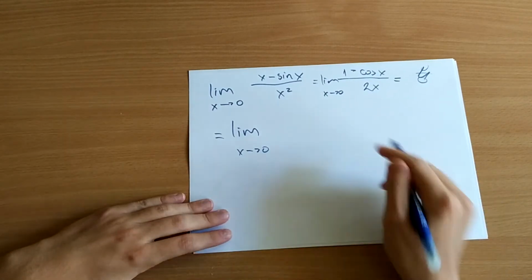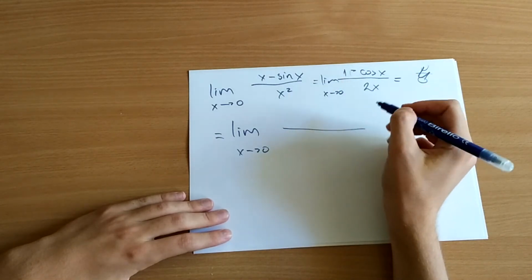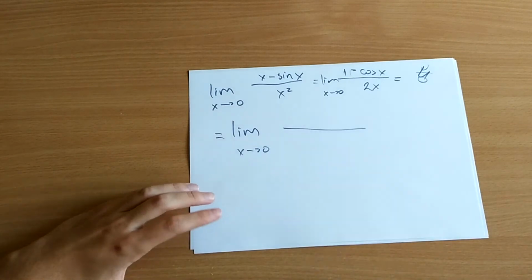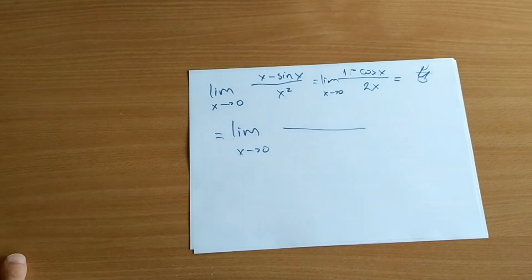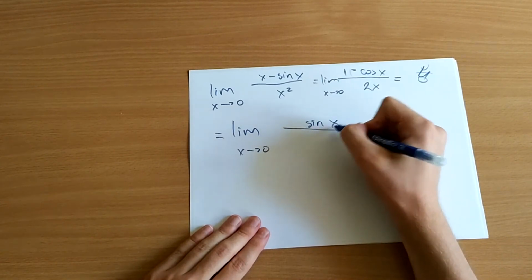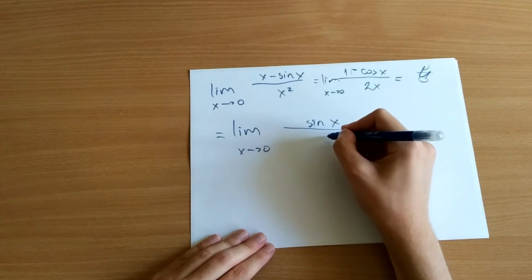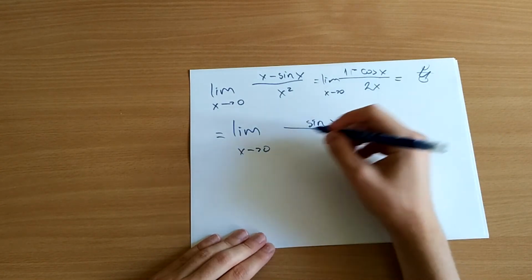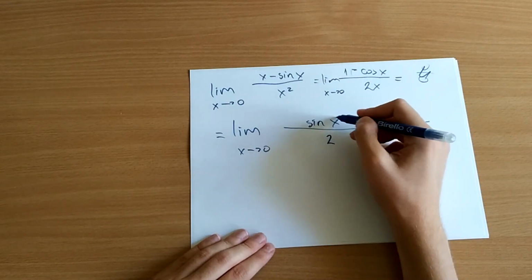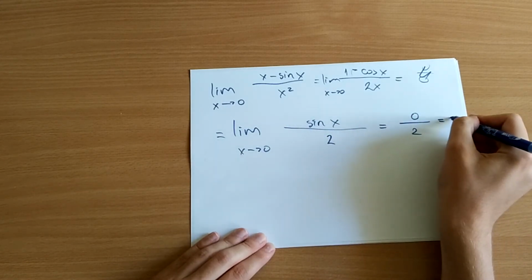Okay, so the derivative of 1 is equal to 0 and the derivative of minus cosine x is equal to what? The derivative of cosine x is equal to minus sine x, so the derivative of minus cosine x is sine x, and the derivative of 2x is only equal to 2. And when we replace the x with 0, we will get 0 over 2, and the final solution is 0.